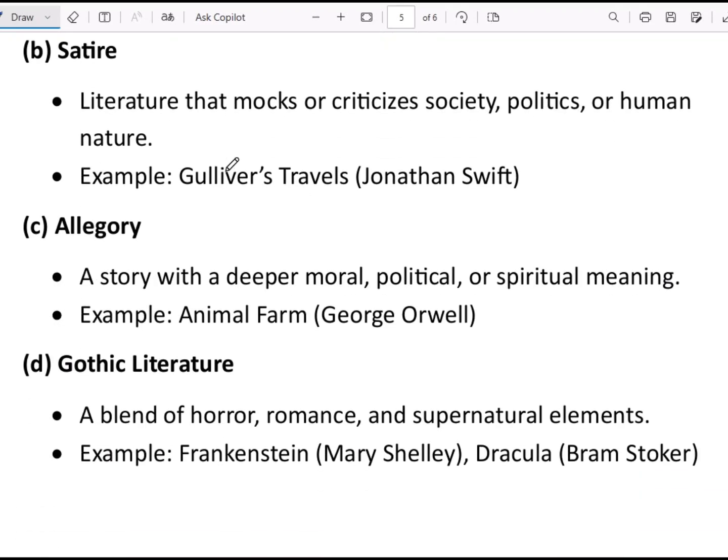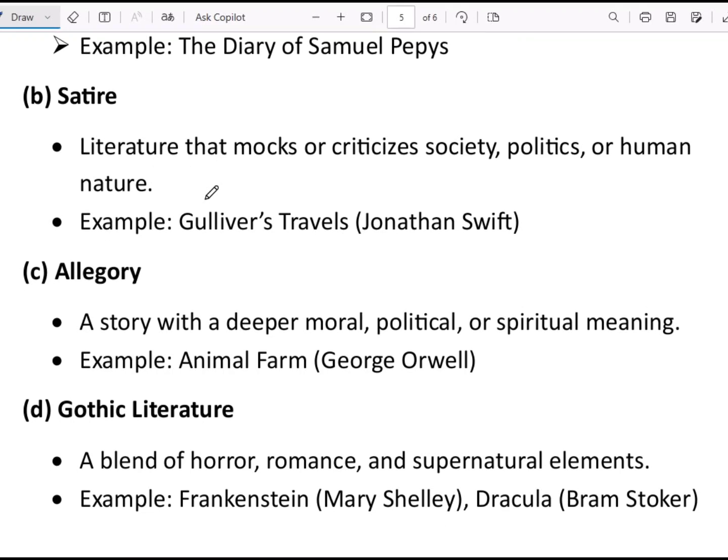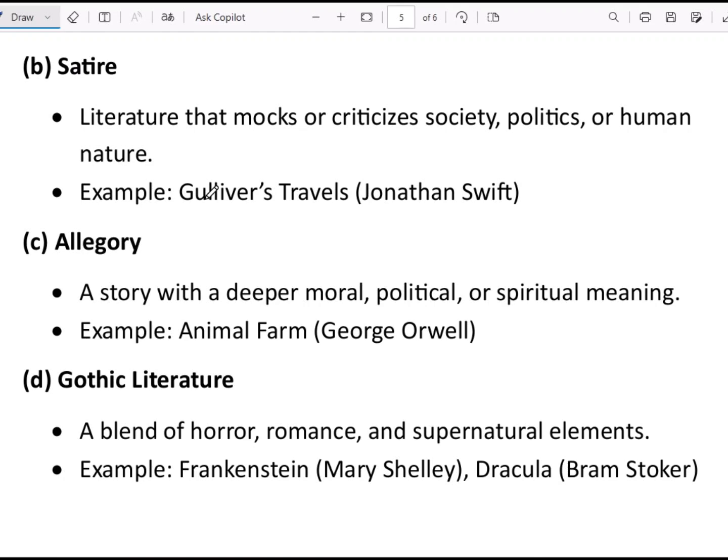Now, there is satire. So satire is literature that mocks or criticizes society, politics, or human nature. There are so many stand-up comedies happening right now, and we can see so many themes based on which they are satirizing some people or some inconvenience happening in society. So Gulliver's Travels by Jonathan Swift is a famous political satire. It's not an allegory, sorry, it's a political satire.